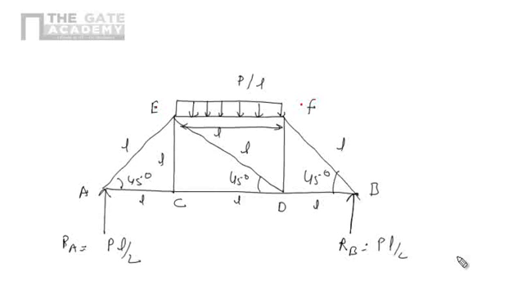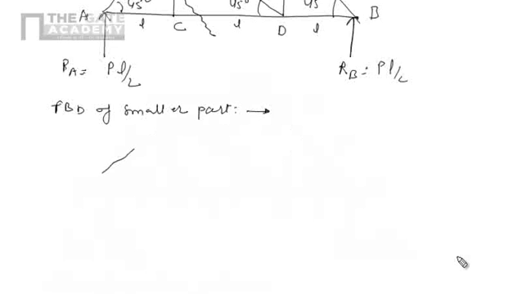After finding the reaction, now we are interested in the force in member CD. So we can easily apply the method of section here. We have to cut the section so that it passes through 3 or fewer than 3 members. So we can cut this section in this manner. Now draw the free body diagram of the smaller part. So this one is the free body diagram.